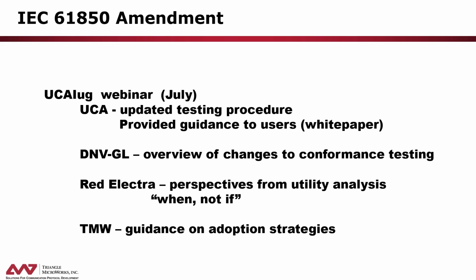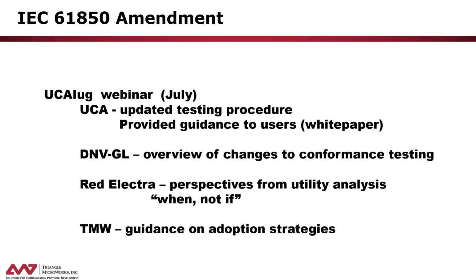Also with that webinar, we had participation by D&B GL. D&B is the oldest test house doing conformance testing for 61850. They're formerly known as KEMA, a lot of expertise in that group to guide vendors through the conformance test process. So they gave us an in-depth overview of what those changes are in the coming test procedures updates. Red Electrica is a utility in Spain. One of my colleagues there joined us to give the utility perspective.